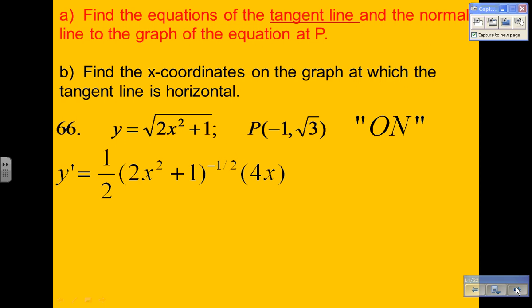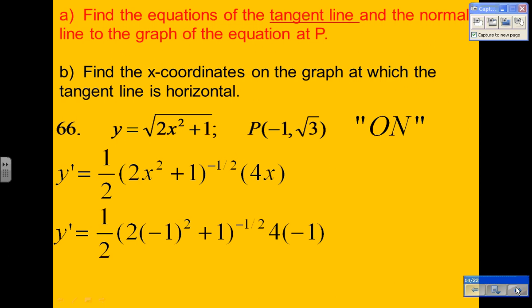So you just put in the x value, and you come up with negative 2 root 3. That's the slope of the tangent line. I talk slow because that question is going to be asked numerous times on Wednesday. Find the slope of the tangent line. You put the x value into the derivative to find the slope of the tangent line.